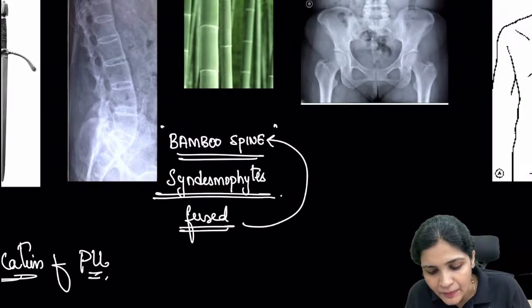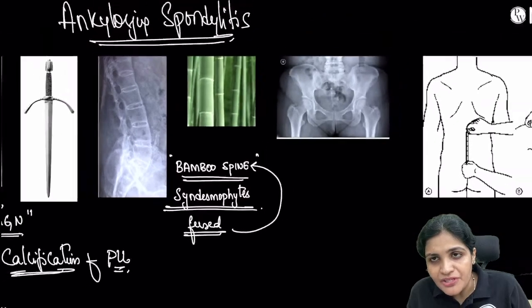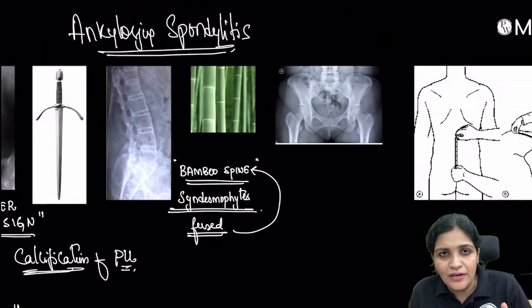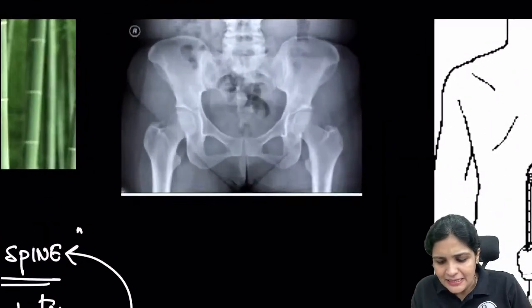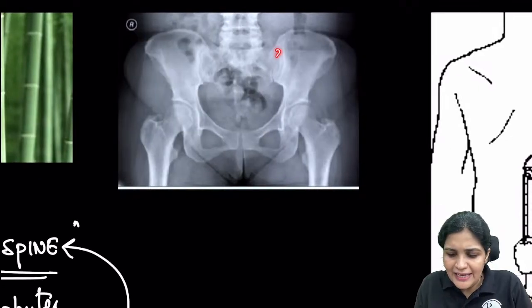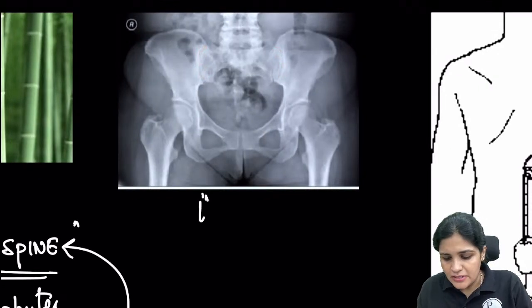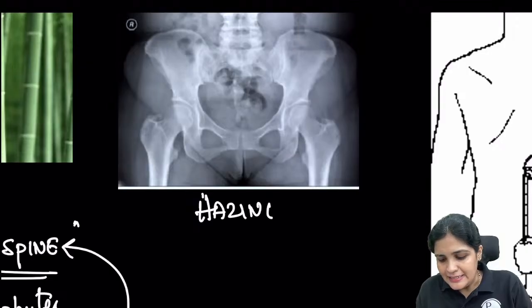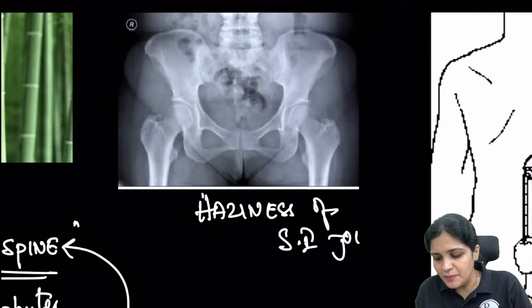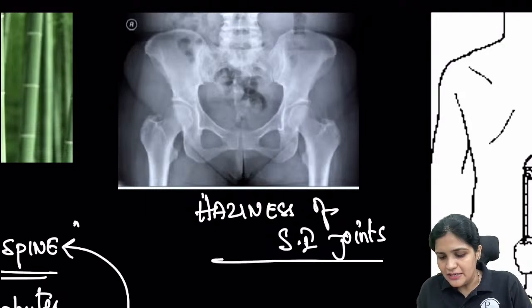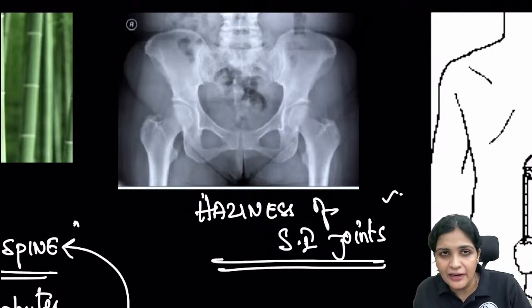Is that clear? So two important features. One is your dagger sign. The second one is your bamboo spine. Here there is nothing much to remember. This is only the haziness of your SI joint which I want to show you. So this is just the haziness of SI joints, or there is a decreased space in the SI joints. That is your sacroiliac joints which are involved.